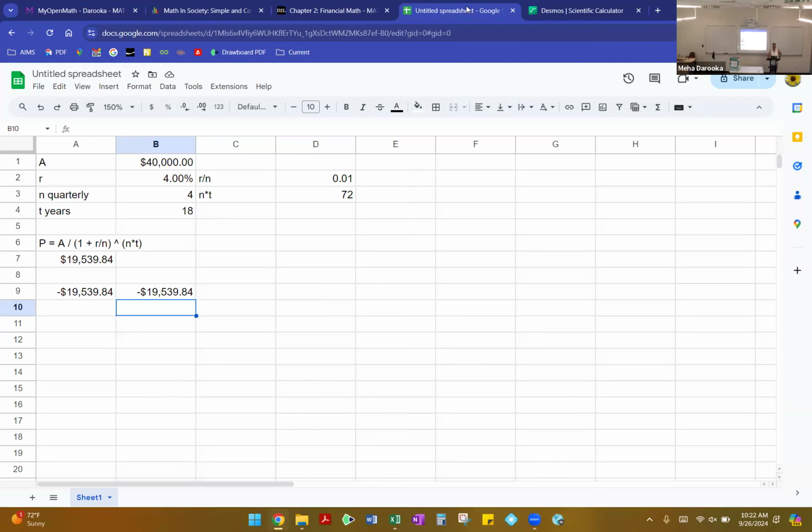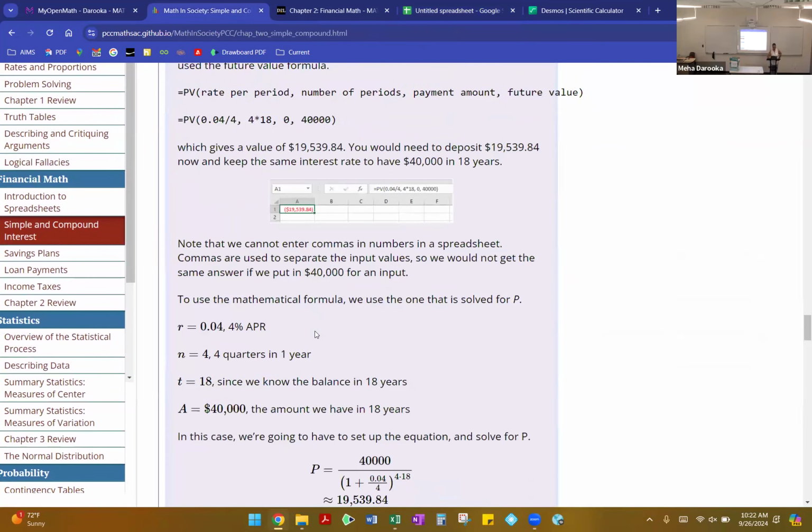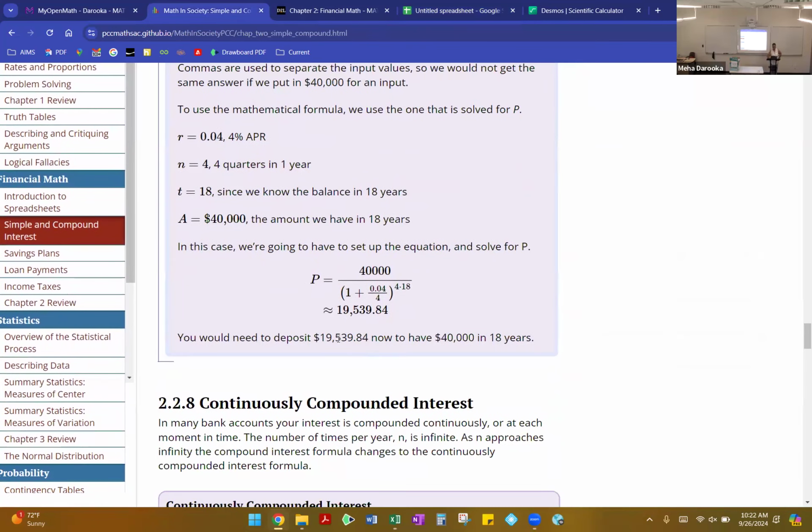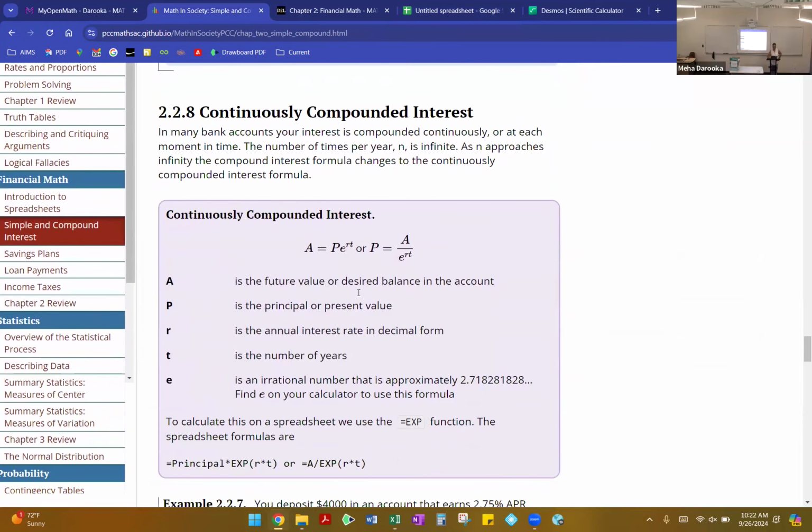So questions on using either of the methods on finding the present value when you know how much money you want in the future? Good? Alrighty, let's move on then if you guys don't have any questions. And of course, you should be able to compare that answer with the example in here.